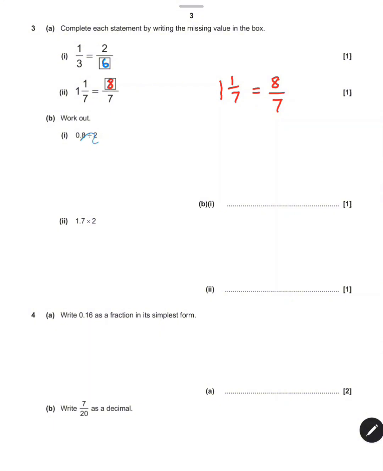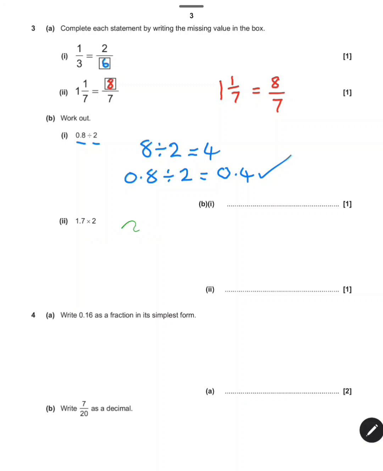Part B, work out 0.8 divided by 2. Well, if we start with 8 divided by 2, 8 divided by 2 is 4, 8 halved is 4. We can then convert this to 0.8 divided by 2. Because this got 10 times smaller than 8, then my answer is going to get 10 times smaller. So the answer is 0.4.